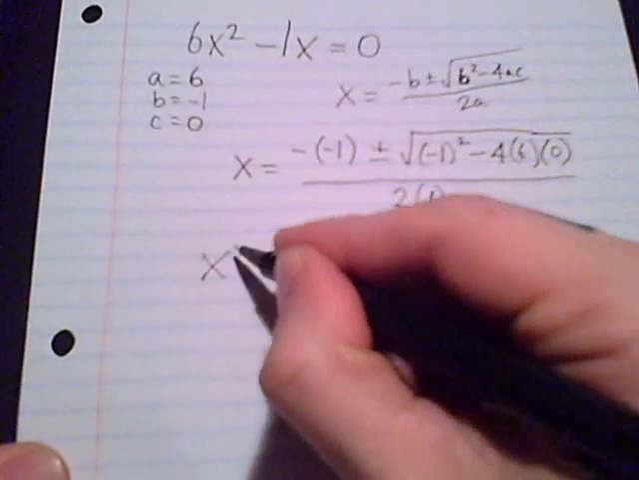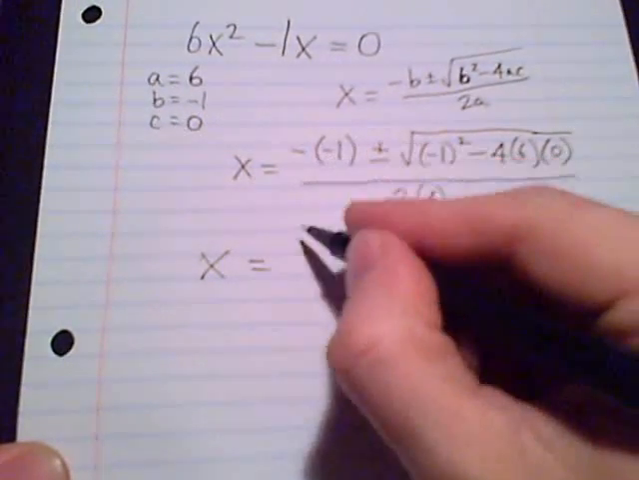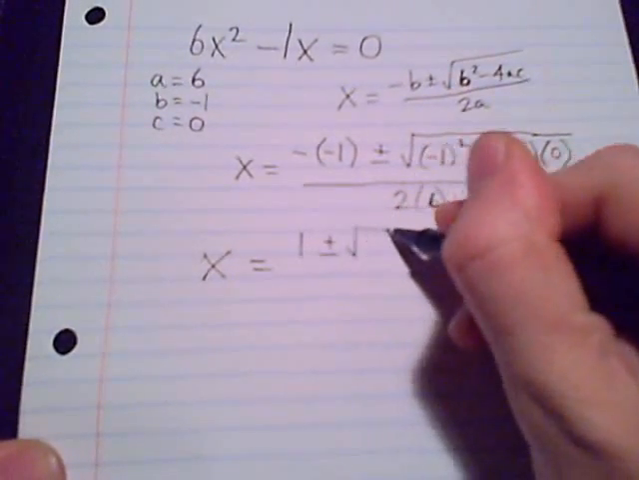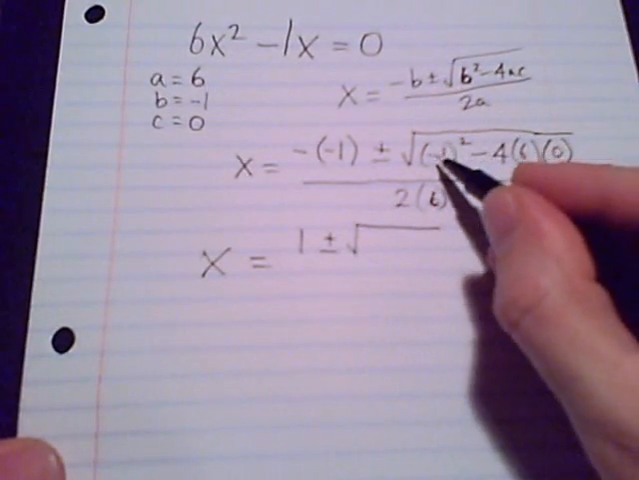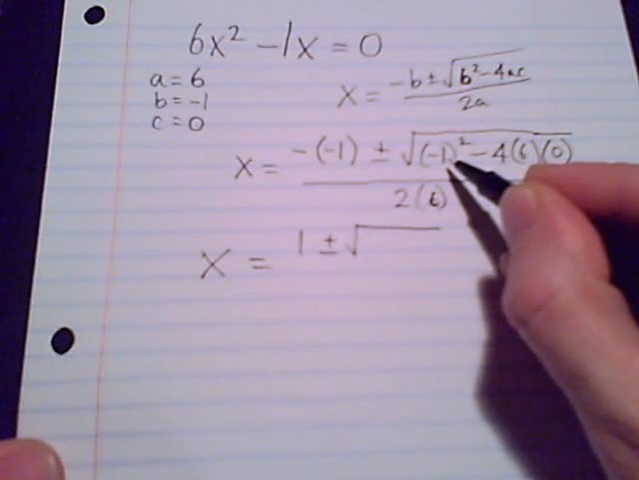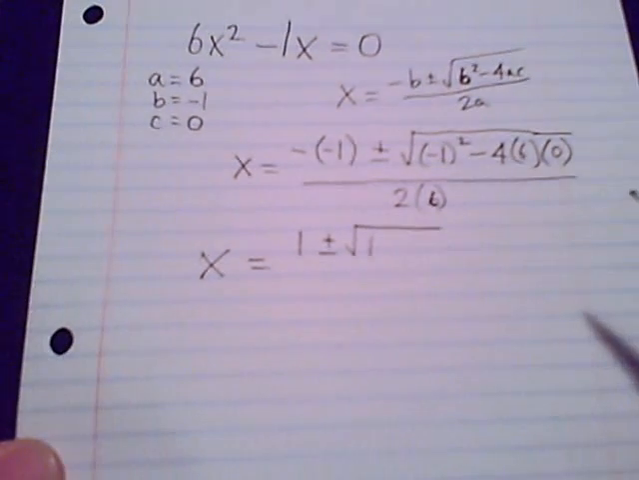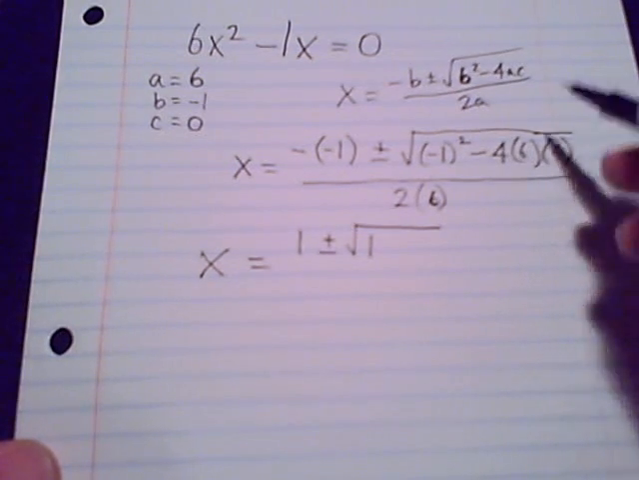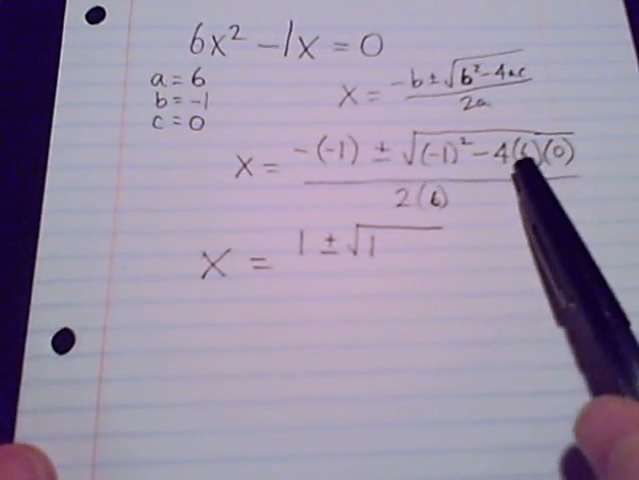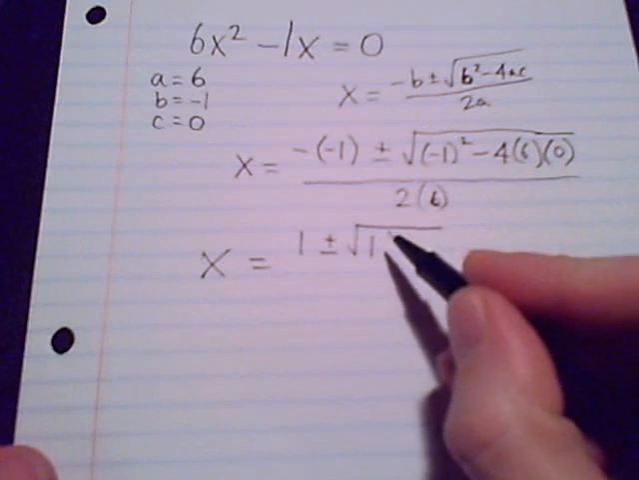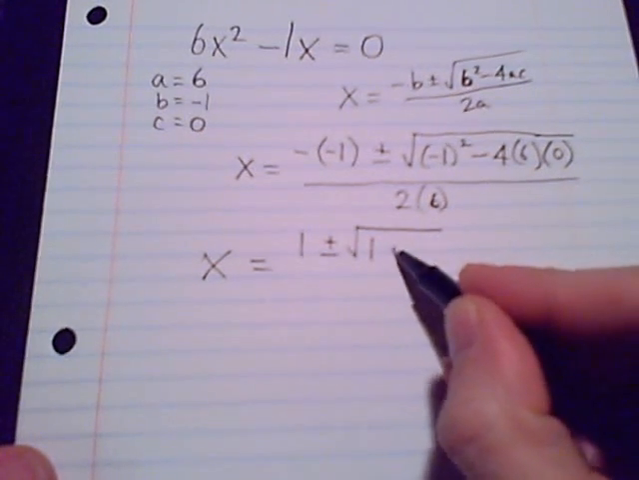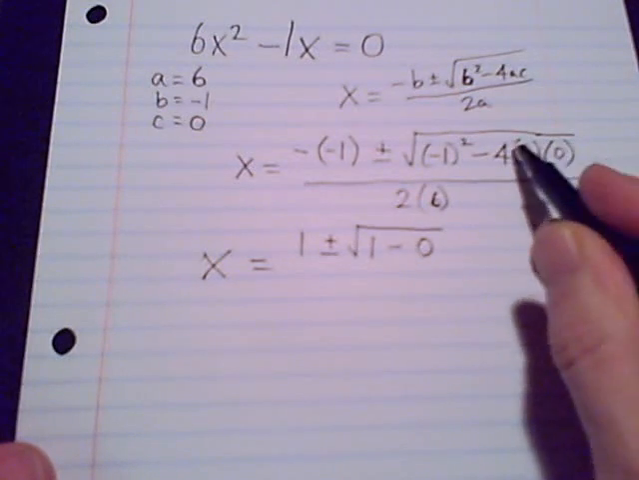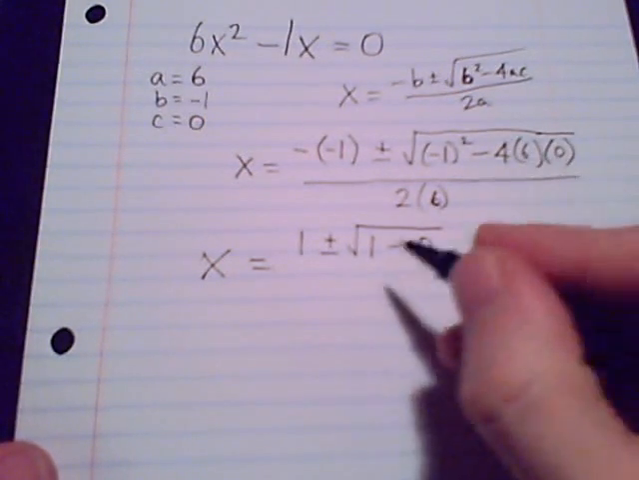Let's start to simplify this expression. -1, that's positive 1, plus or minus. Now inside the radical, -1 squared, -1 times -1, positive 1, minus 4 times 6 is 24, times 0, that makes that entire product right here equal to 0. So in the radical it's 1 minus 0. 4 times 6 times 0. Just having a times 0 makes that entire product 0.